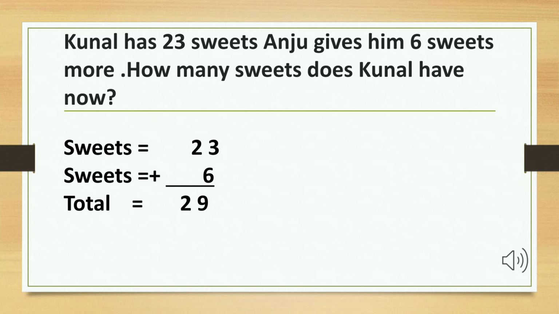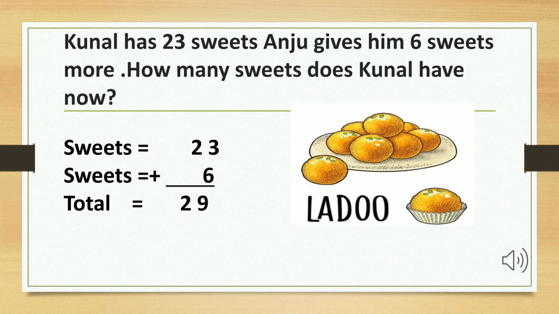Our first question is: Kunal has 23 sweets. Anju gives him 6 sweets more. How many sweets does Kunal have now? After reading the question, write the statements. In our first statement, we will write sweets is equal to 23. Now Kunal gets 6 more sweets from Anju. So in our second statement, we will write sweets equal to 6.